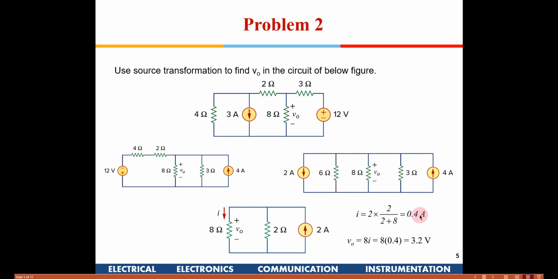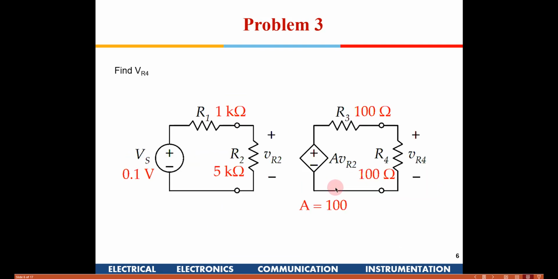This is how you compute the current which is going into the 8 ohm resistor: 2 amperes into 2 divided by 2 plus 8, which gives the current in this, and then multiplying it by 8 you get the output voltage. So is this problem clear to all of you? Okay. Then I will go ahead and find.